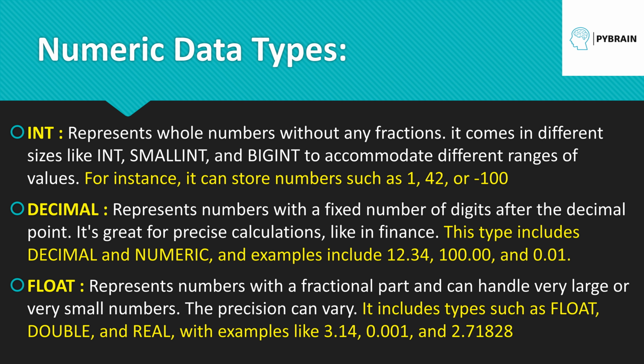Third, there's the float type, which is used for numbers with a fractional part. It's capable of handling very large or very small numbers, but the precision can vary. This category includes float, double, and real, with examples like 3.14, 0.001, and 2.71828. These numeric data types give you the flexibility to handle all sorts of numerical data in SQL, from whole numbers to precise decimals and floating point values.